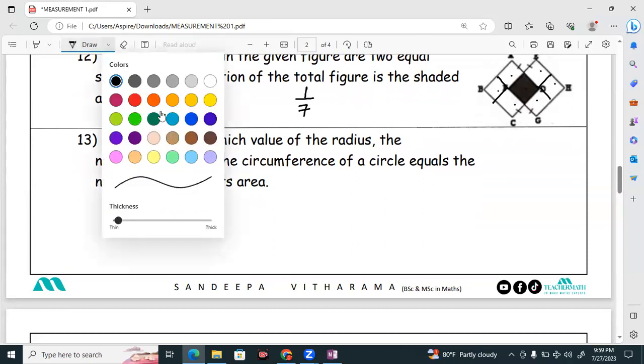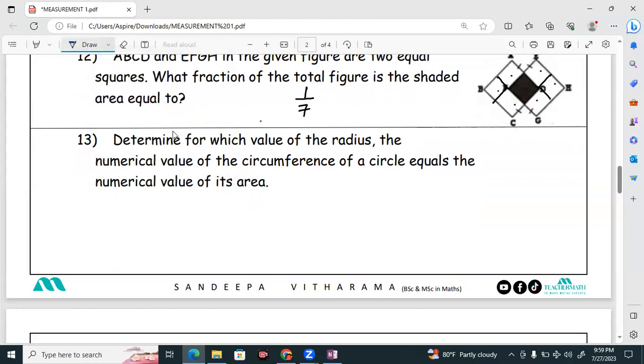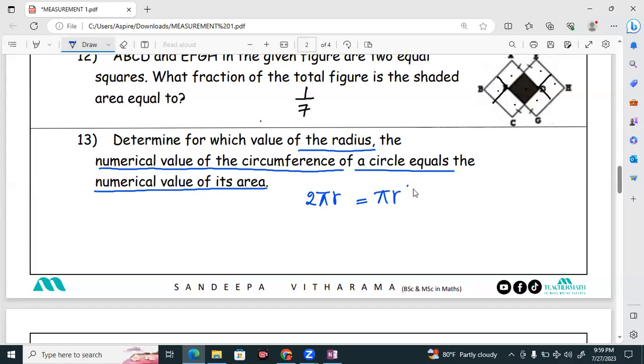Did you understand the question? Determine for which value of the radius the numerical value of the circumference of a circle equals the numerical value of its area. Then what you have to do is equate 2πr and πr².